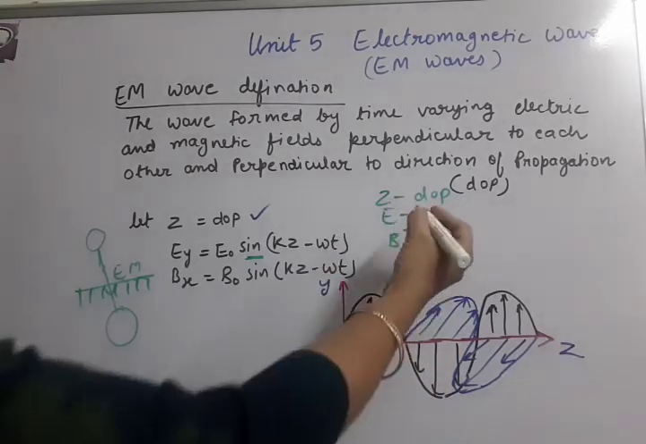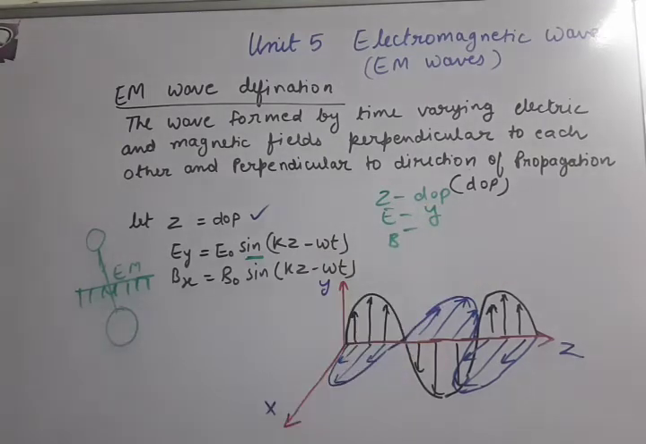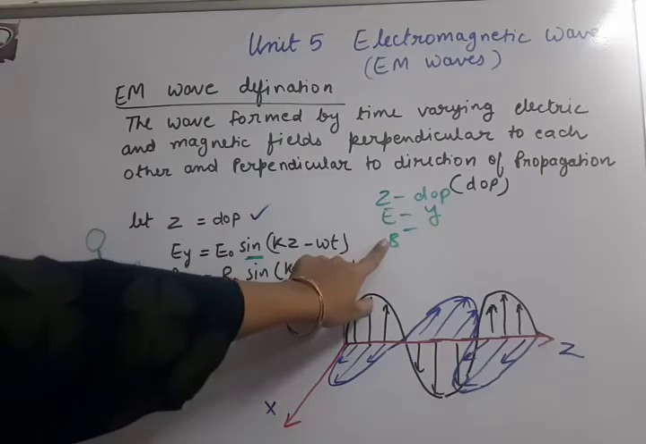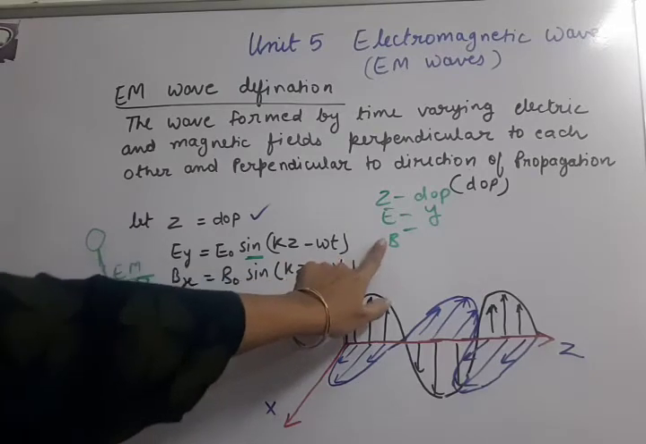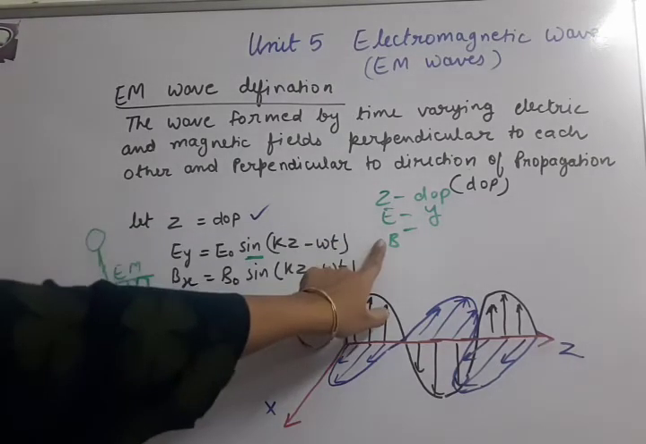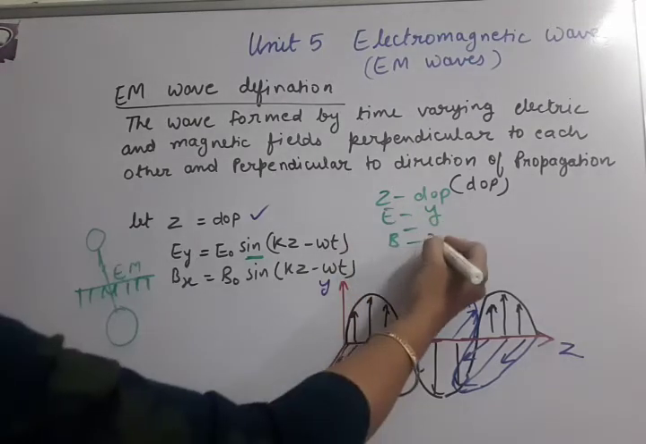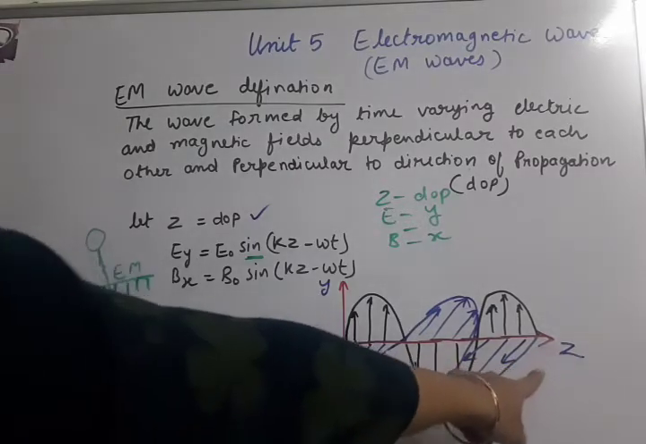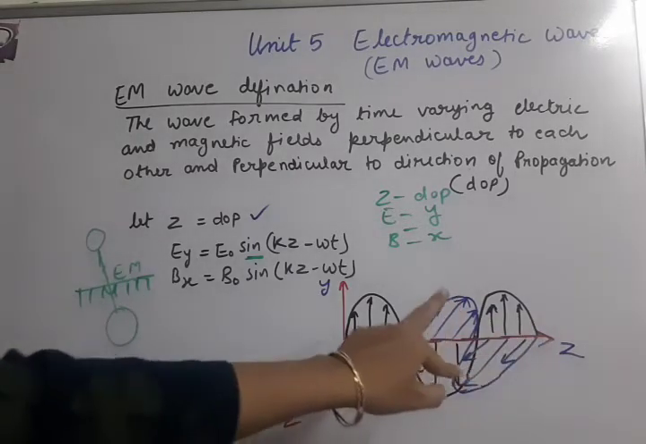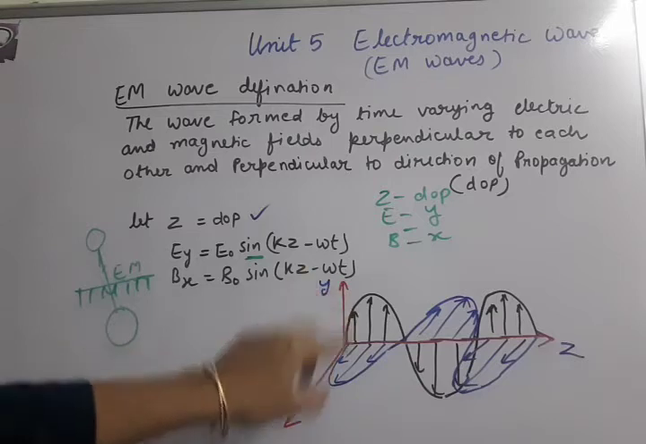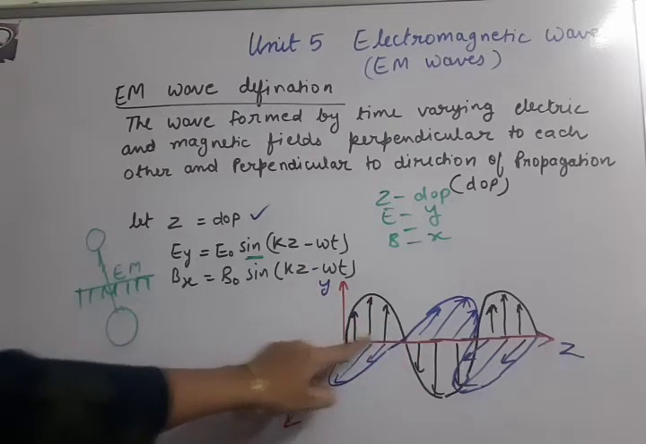So let us select the Y direction for electric field vibrations. In the same manner, what should be the direction assigned for B? As we know, B is perpendicular to E also, and B is perpendicular to DOP also. So the remaining third direction is assigned for B. This way, whatever DOP is given, perpendicular to that, two directions are assigned for electric field E and magnetic field B. Now you can see in this diagram, Z is DOP.